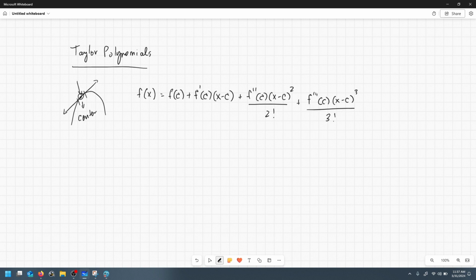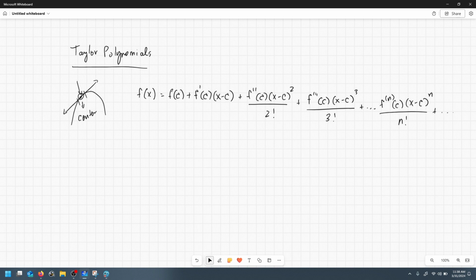So if you notice the pattern, whatever you're plugging in, whether you're taking the first derivative, second derivative, third derivative, etc., let's just call that the nth derivative, whatever that is. You'll plug in c. Then you'll have x minus c raised to the n. And then all of that is going to be over n factorial. And you can just keep following this pattern for as long as you want to. And the longer you go, the better this polynomial is going to be at approximating the original function.